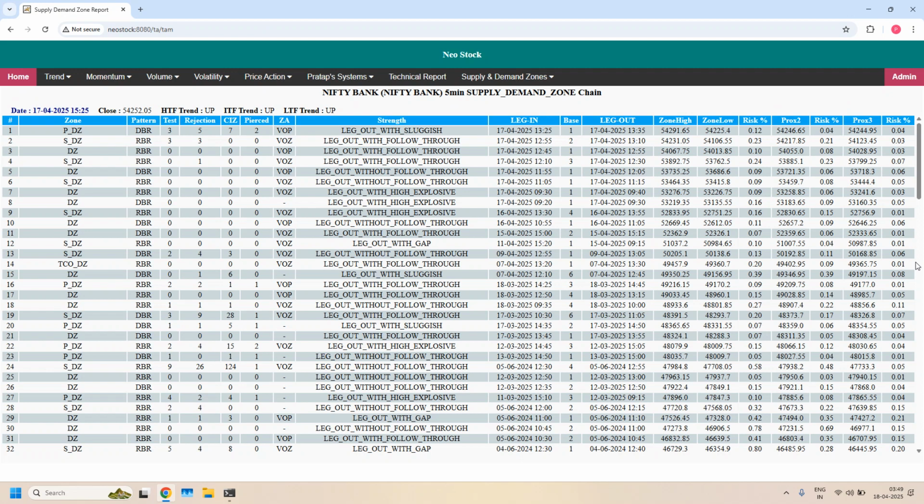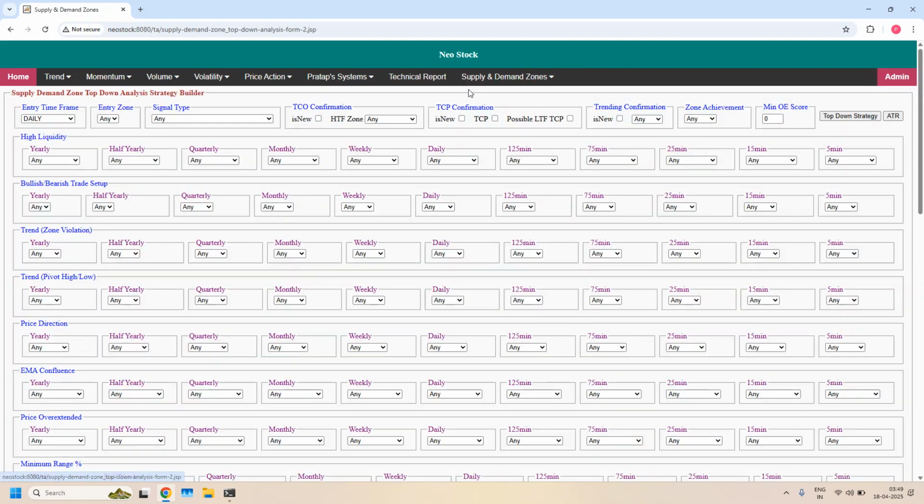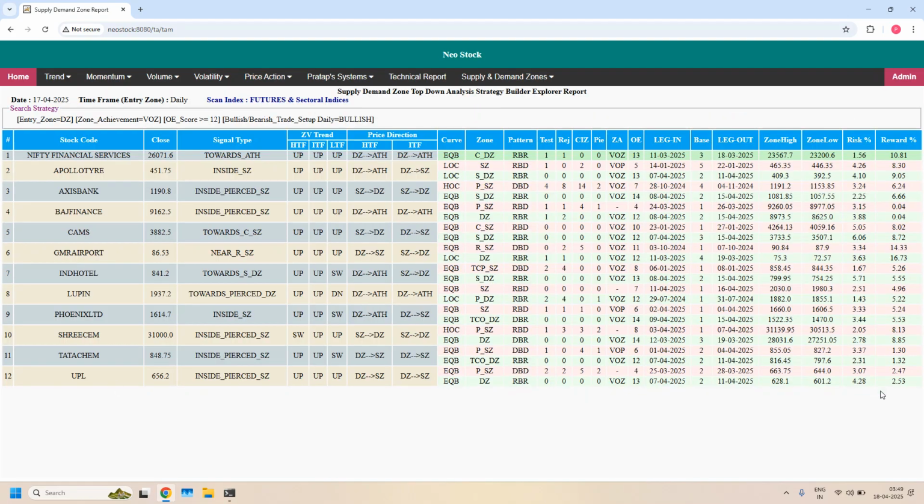Next we will generate bullish and bearish trade setups for monthly, weekly, daily and hourly income trades. Okay, starting with the bullish trade setup for monthly income trade. Entry time frame is daily, entry zone is demand zone. Bullish or bearish trade setup at daily time frame, I am selecting bullish. Zone achievement violated opposing zone, minimum odd enhance score 12. With these filters we got 12 stocks.